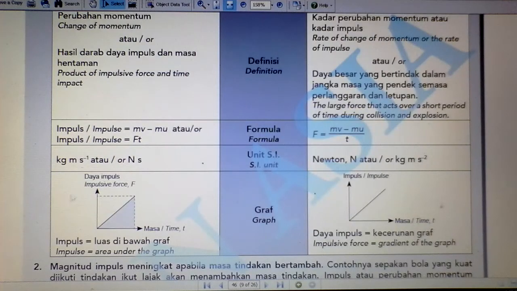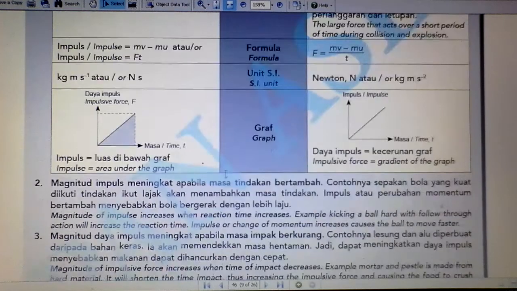If given a graph of impulsive force against time, then we can determine that the area equals impulse. If we have a graph of impulse against time, then the gradient of the graph is equivalent to impulsive force. Okay, number 2.